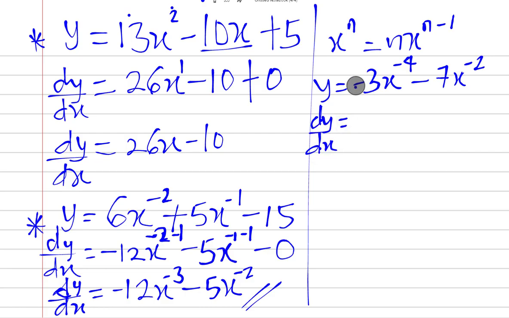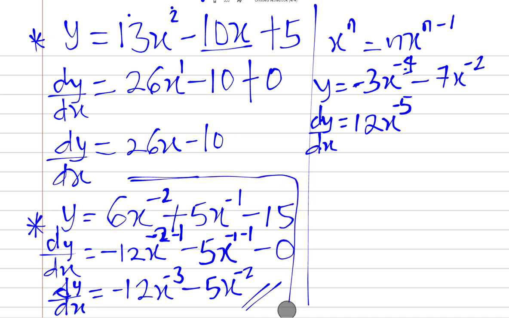Minus 4 times minus 3. Are you seeing? This minus 4 here times this minus 3, that will give you plus 12. Then x raised to power minus 4 minus 1, that will give you minus 5. You can see that I don't need to go through all these long steps. I just did the first one like that so that you can get it. It is not always long.